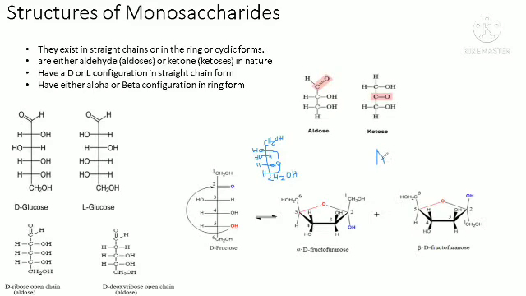If you want to remember what makes the ring structure alpha or beta, you can use the mnemonic ABA: alpha below, beta above. So if you have the hydroxyl group below the plane of the ring, it will be an alpha monosaccharide. If you have this hydroxyl group on the anomeric carbon above the plane of the ring, it will be a beta monosaccharide. This is how the monosaccharides will equilibrate in aqueous solution into their ring structures or their open chain form.